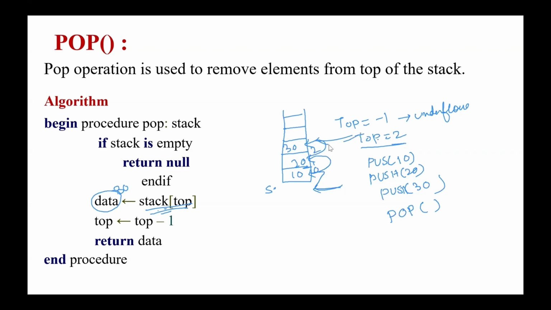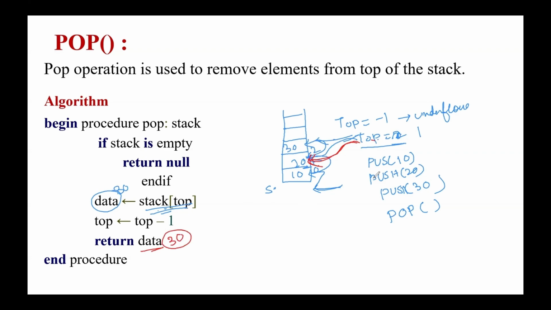Previously, top points to this value. Right now, top is top minus 1, which means this pointer now points to this location. So the pointer value also changes. Previously the pointer pointed to this location, and right now the pointer top points to this location. After the decrement, the pointer points to this location. Then we return the data, which means we are returning the value 30.